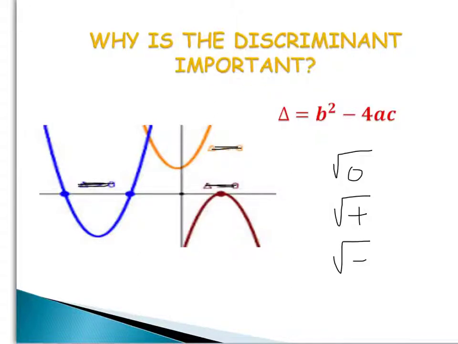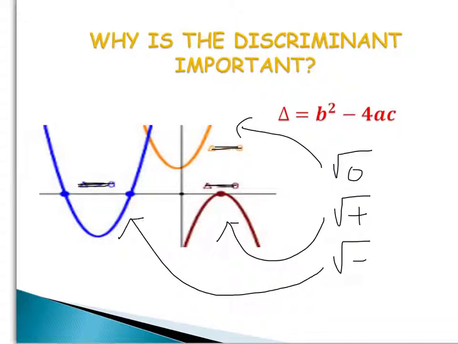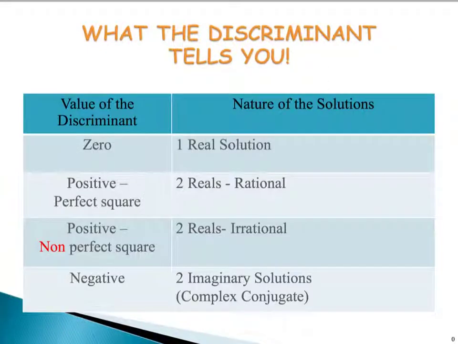Do you think when the discriminant is 0, it is this? Or when the discriminant is positive, do you think the graph looks like that, since it's positive? And then when the discriminant is negative, do you think the graph will look like this? Let's see the next presentation. This shows you the value of the discriminant and the nature of the solutions.